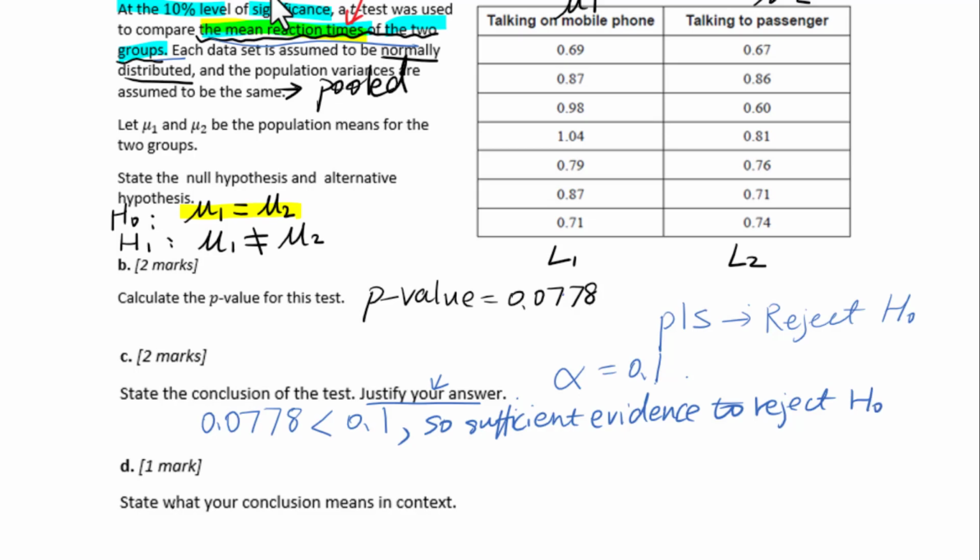D. State what your conclusion means in context. Since we already rejected H0, we will write down H1. The mean reaction times of the two groups are not equal.